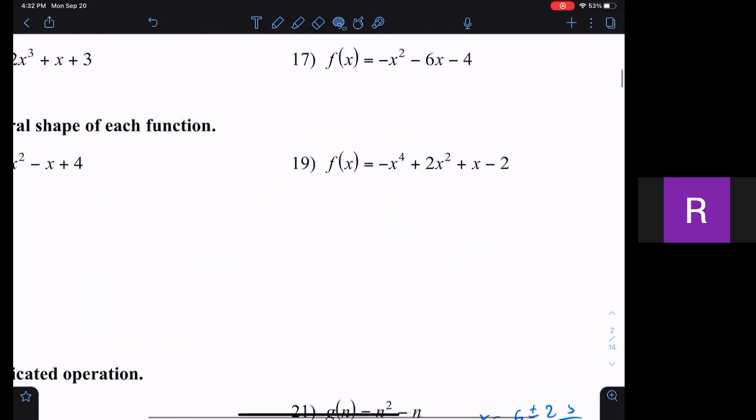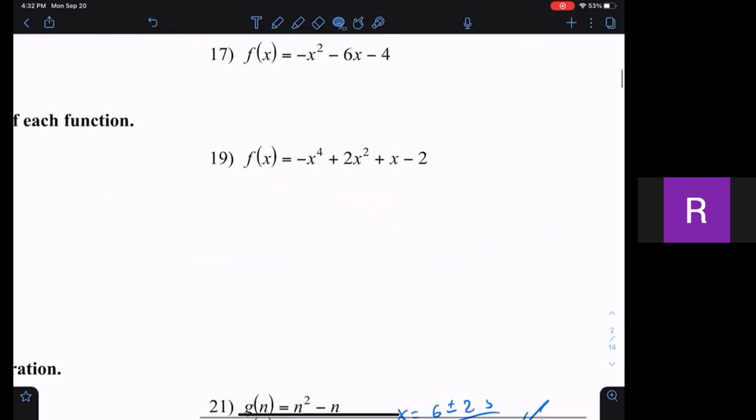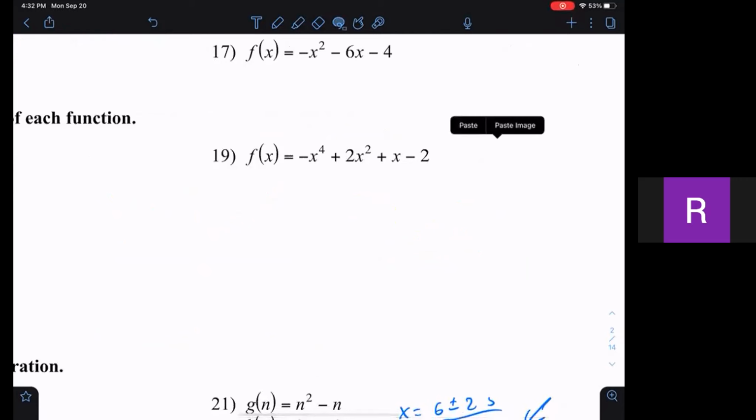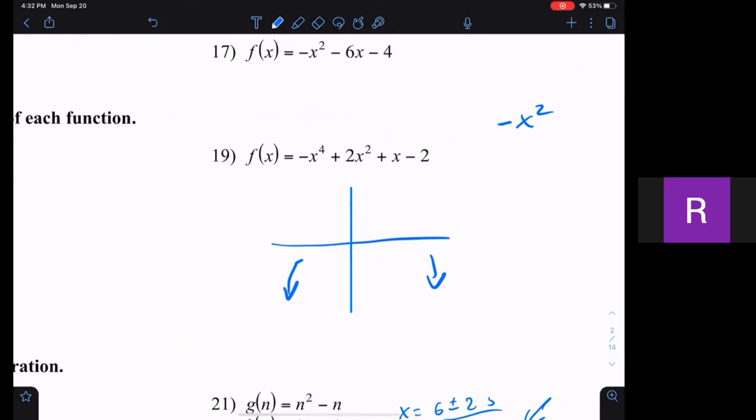Okay, this one, the general shape. So this is the same as negative x squared. So you already know what the end behavior is, right? So it's supposed to be something like this. This is the end behavior. You might have 3 terms at most, right? N minus 1.